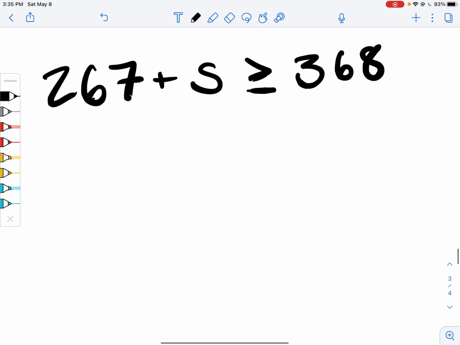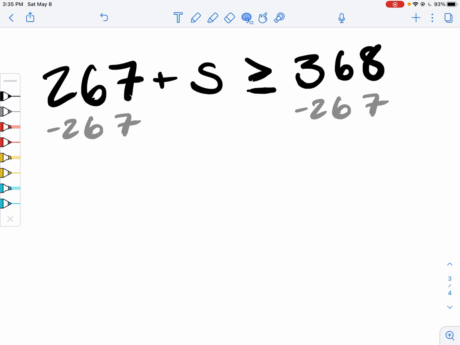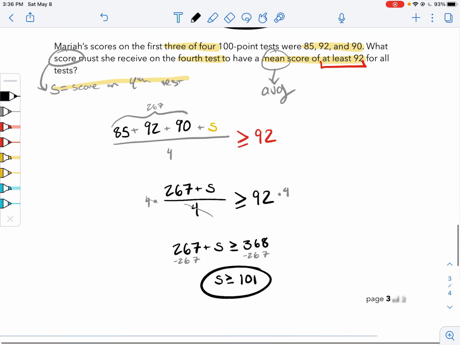We have one more step to solve this inequality. We need to subtract 267 from both sides. This tells us that S is greater than or equal to 101. Oof, Miss Mariah, you better hope there's extra credit on that test, because you need a 101 out of 100 to get a 92 overall.